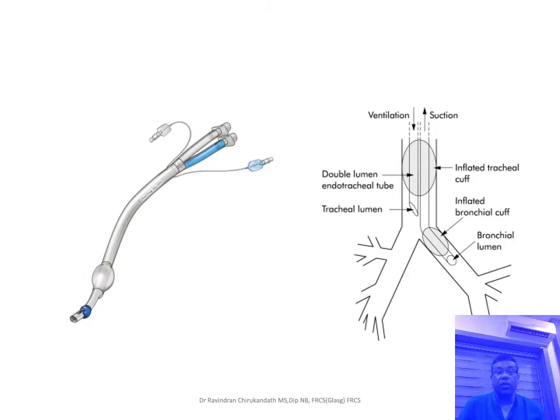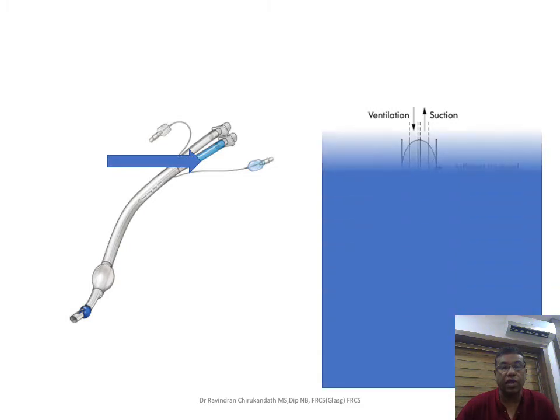This is a double lumen endotracheal tube, and the advantage of this tube is it can be used to give single lung anesthesia. And single lung anesthesia is important because it can be used whenever you want to do an esophageal surgery, especially on the right side. You want to collapse the right side but continue the ventilation. You can use this double lumen endotracheal tube.